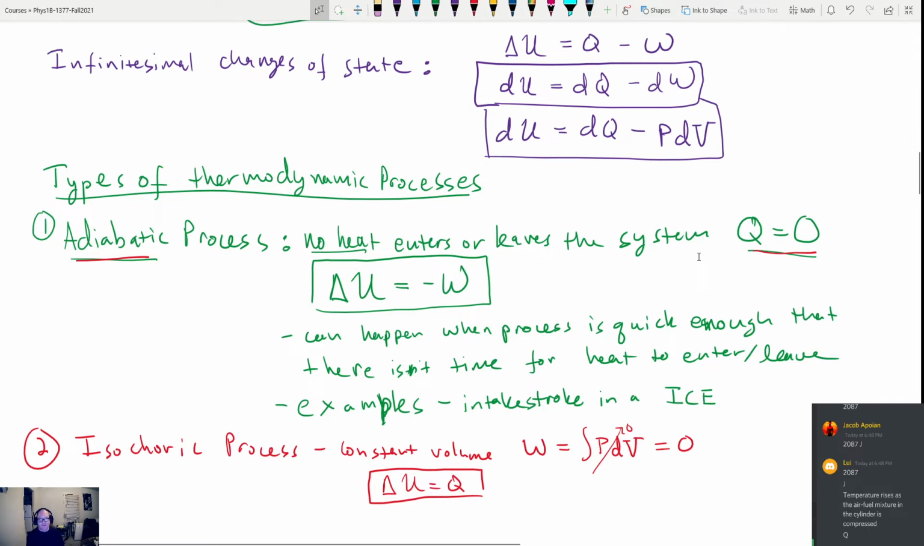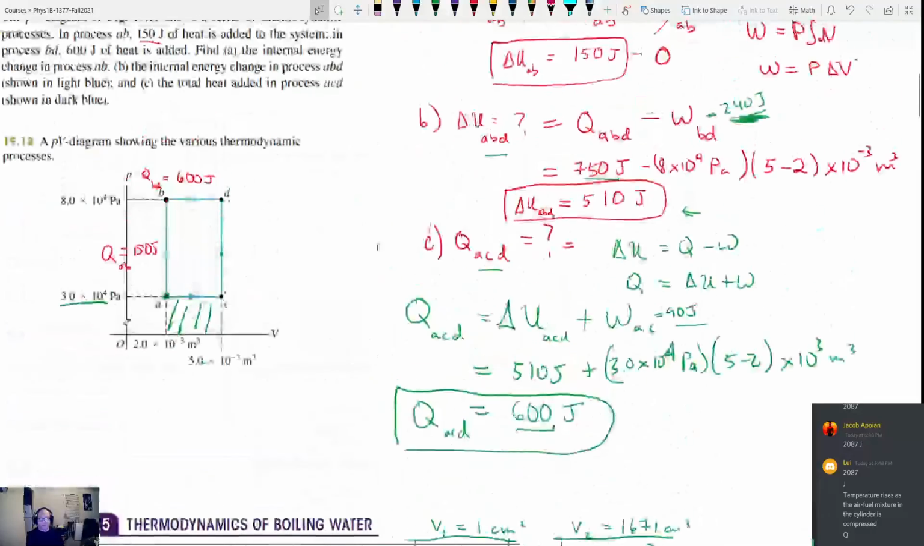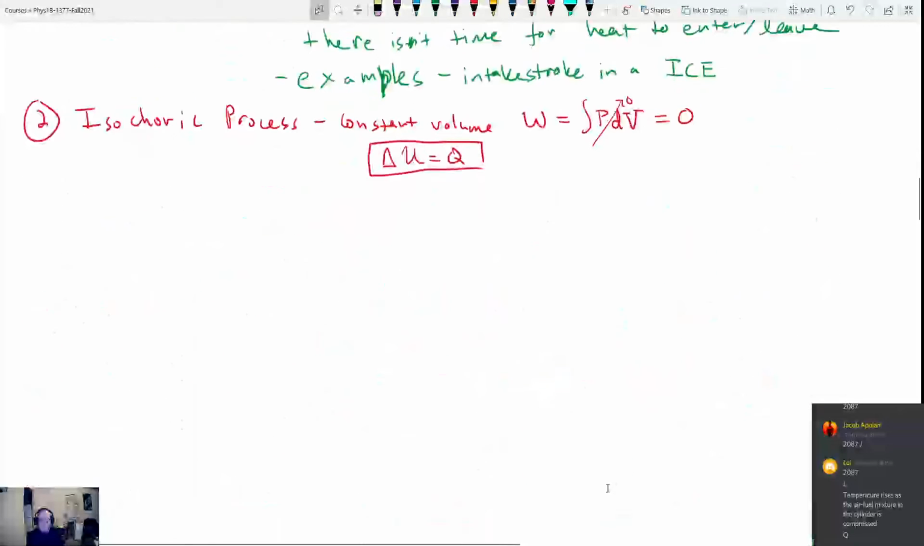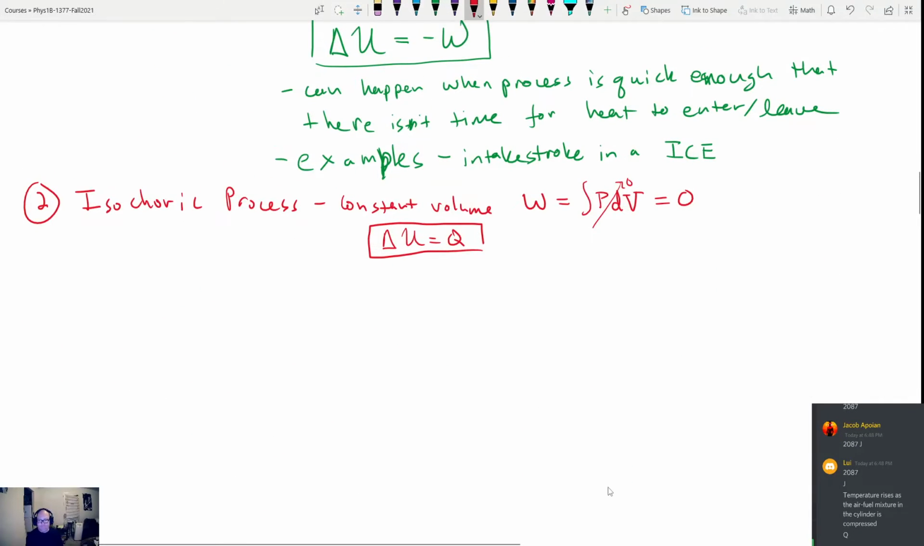And we basically saw examples of this in one of these problems we did here. Like the process A to B and the process D to C in this example were constant volume processes, and we saw that there was no work done. All right, let's do another one here.